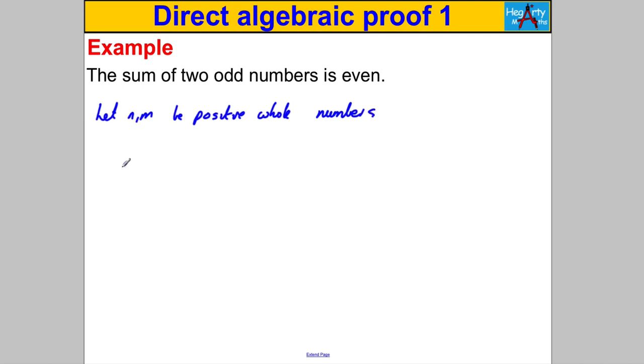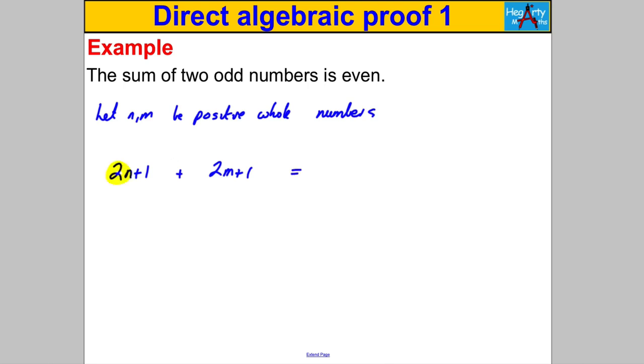We know for absolutely sure that 2n + 1 is therefore an odd number. And we know that 2m + 1 is an odd number. And let's add them together. So 2n + 1 + 2m + 1. That's an odd number, a general odd number added to another general odd number.